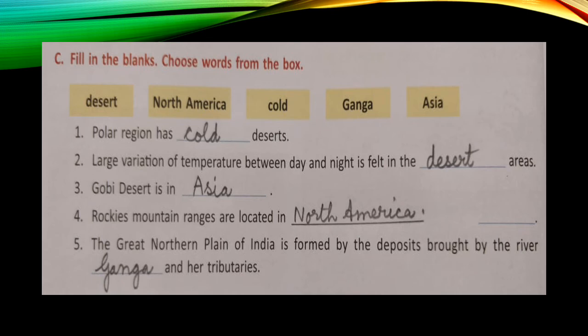Next we move to fill in the blanks. Choose the correct word from the box and put in the blank. Number 1, polar region has cold deserts. Number 2, large variation of desert between day and night is felt in the desert areas. As you have learnt, the days are very hot and the nights are cold, very cold. Gobi Desert is in Asia. Rockies mountain ranges are located in North America. And the Great Northern Plain of India is formed by the deposits brought by the river Ganga and her tributaries.